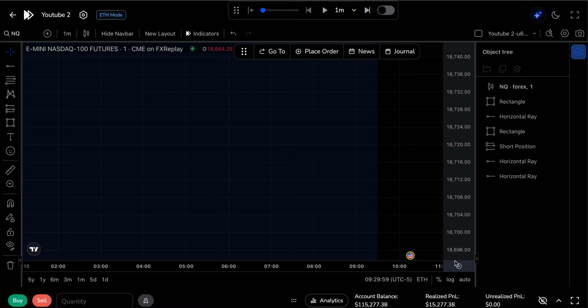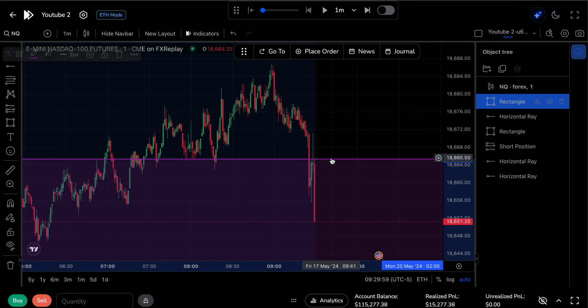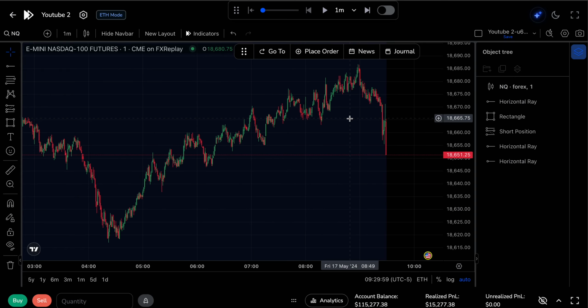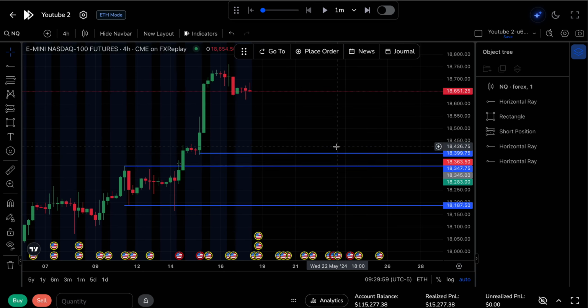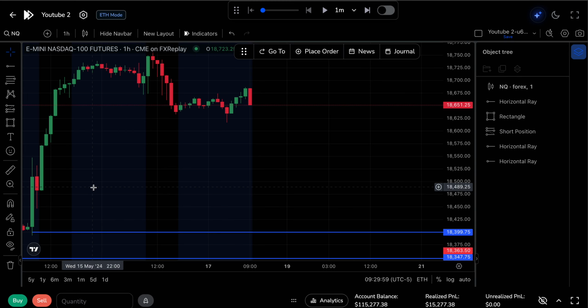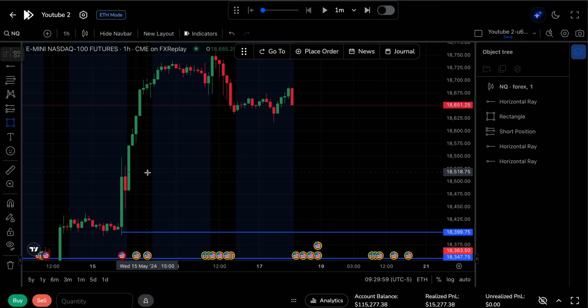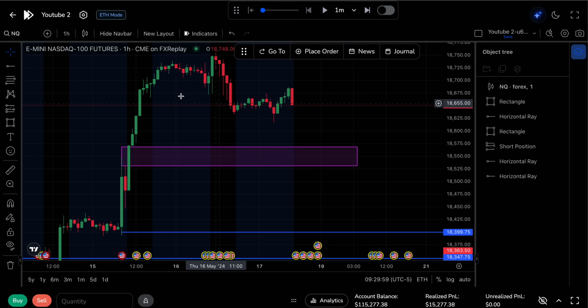Okay. Do a couple more trades. Okay, we came down in this big 4 hour gap. We're in this big 4 hour gap. We got this 1 hour gap here. That'll be my target. We're in this 1 hour here. Okay.